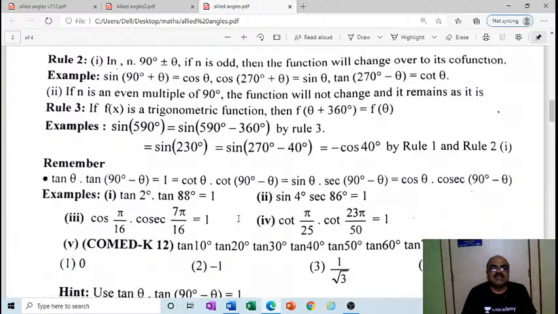If n is an even multiple of 90, the function will not change and it remains as it is.